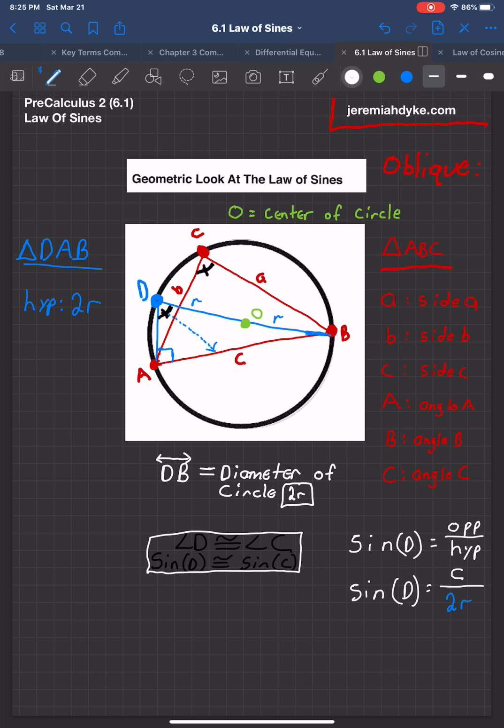Okay, and now here is where it all falls into place. So everything that I've said up to this point is old news, right? We knew how to find sine of right triangles, but because of this statement right here, because the fact that angle D is congruent to angle C, and that sine D is congruent to sine of C, then what that means is that sine of C is also equal to C divided by 2r.